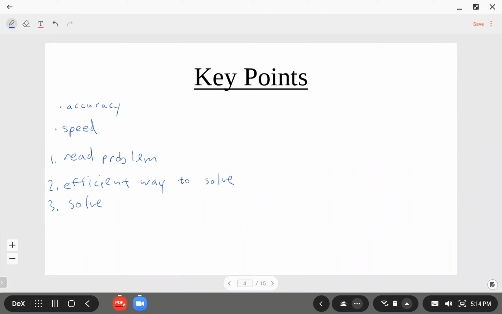Because if you're very confident about your answer and it's a very easy one, just don't even try to check your answer. That's going to take more time. So yeah, 3 steps: read the problem, find an efficient way to solve it, and then solve it. And if the problem isn't too hard, don't check your answer.